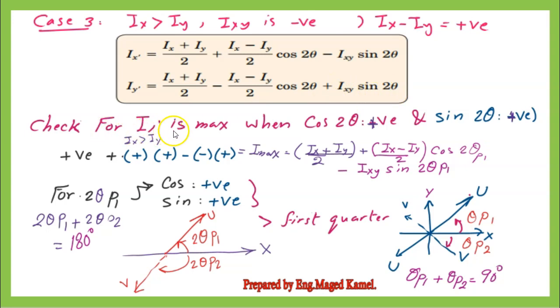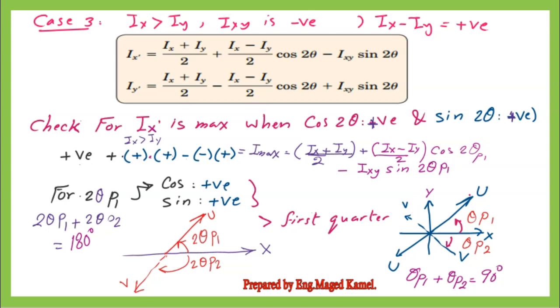When will Ix dash be maximum? It will be maximum if cosine 2 theta b1 is positive and sine 2 theta b1 is also positive, for the second and third terms in the Ix dash equation to be positive. Since we have positive plus positive multiplied by positive minus negative multiplied by positive, this means that 2 theta b1 is in the first quarter, where sine and cosine are both positive.